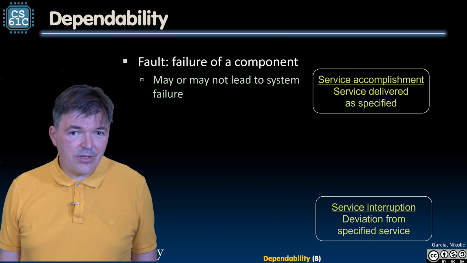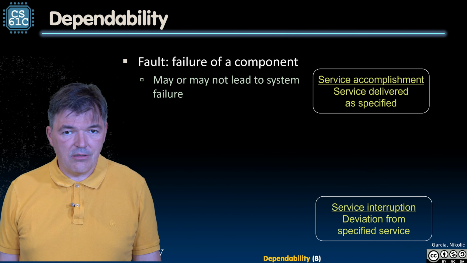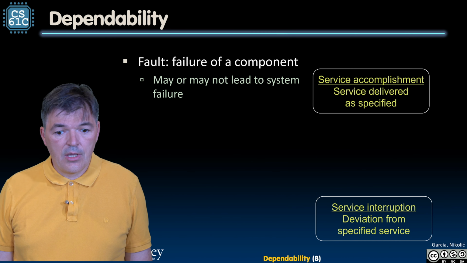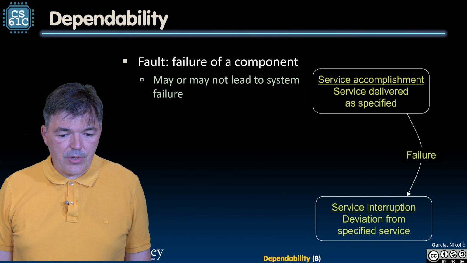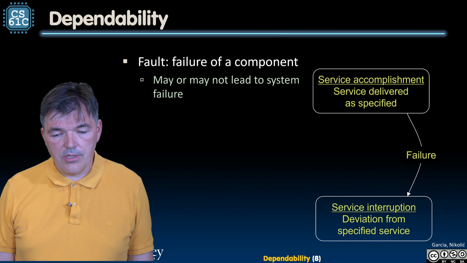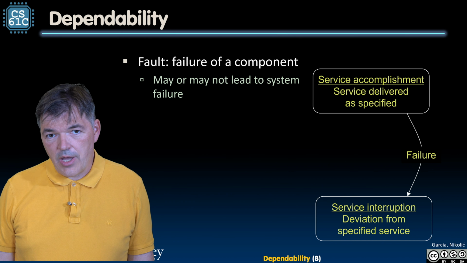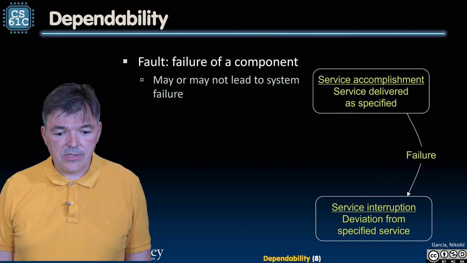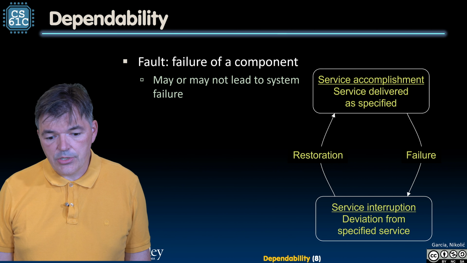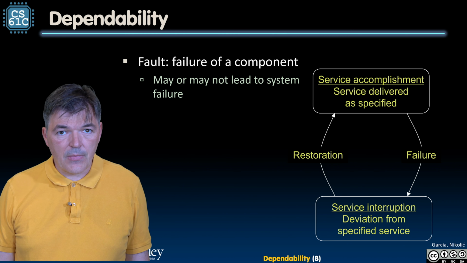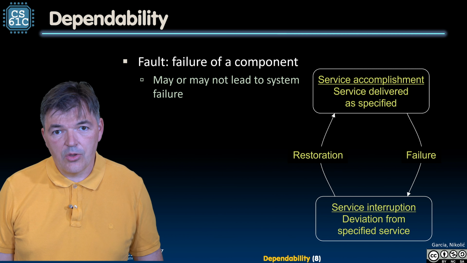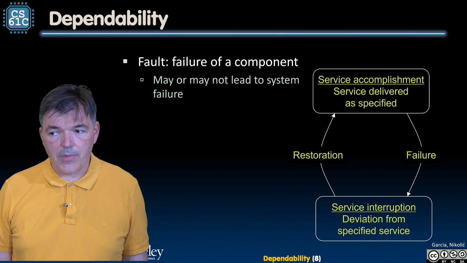So the system will operate essentially between two states. In one state, it operates normally, so the services are accomplished. In the other state, there is a service interruption. Moving from the normal operation to the service interruption is a failure, and going back from the interruption, which is a deviation from the specified service, back to normal operation is the restoration. What will matter here is how frequently this happens and how long it takes us to get back.